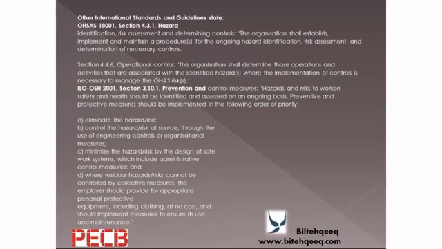Clause 4.4.6 of this standard is related to operational control. The organization shall determine those operations and activities that are associated with the identified hazards, where the implementation of controls is necessary to manage the occupational health and safety risk. So, if there is any hazardous material, the organization should identify it and introduce some controls to minimize the risk associated with this hazardous material.